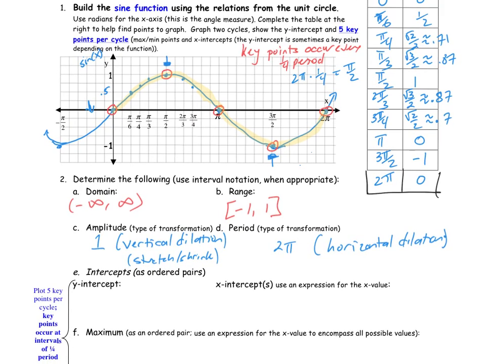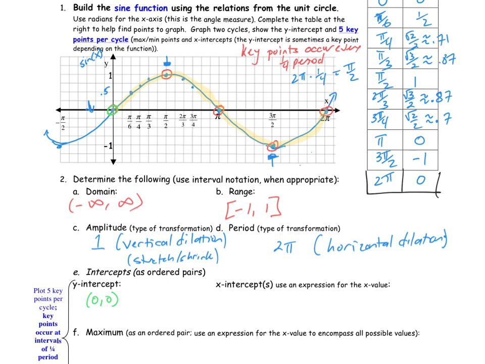Okay, intercepts. So where is the y-intercept? The y-intercept for this graph is right here, and as an ordered pair, that's going to be (0, 0). X-intercepts: where does this graph cross the x-axis?